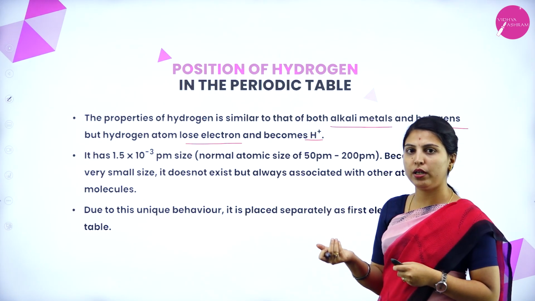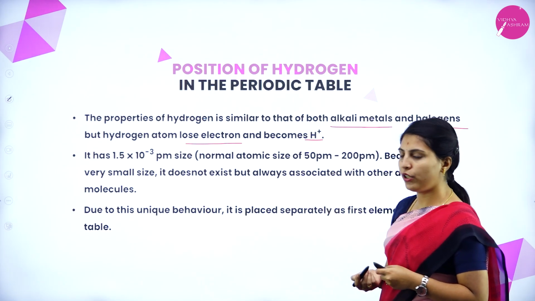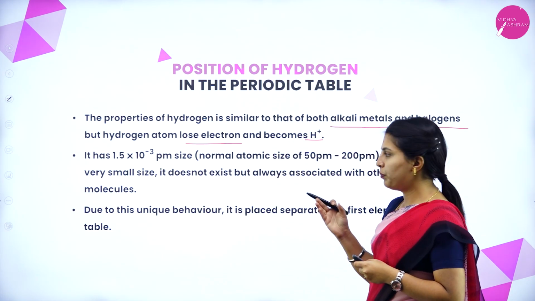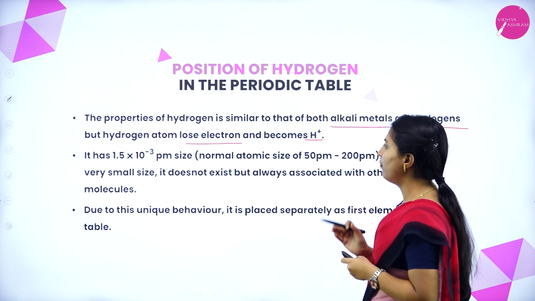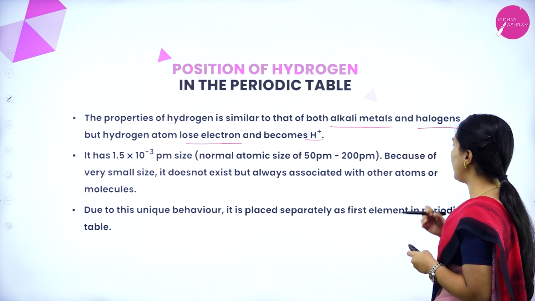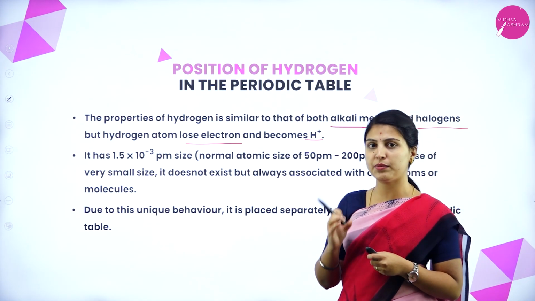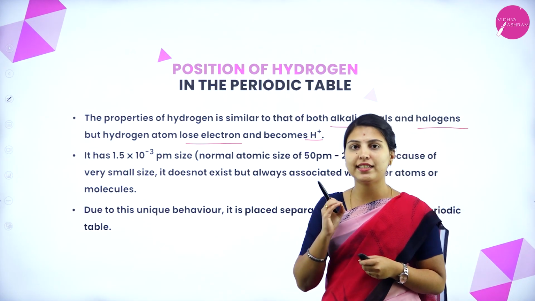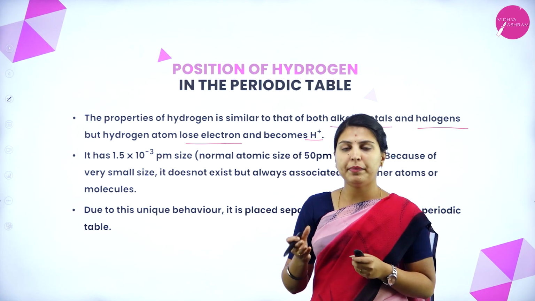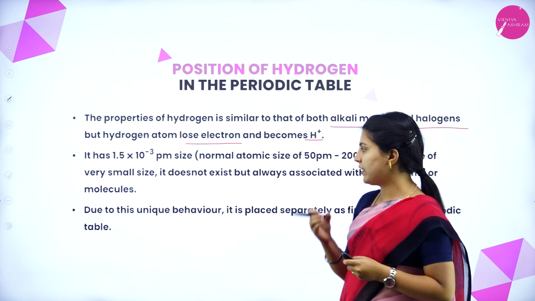Whenever the electron is lost, it becomes a cation. It has a size of 1.5 into 10 to the power of -3 picometer. Because of its very small size, it does not exist alone but is always associated with other atoms or molecules. Due to its small size, it will not exist as an individual atom or molecule. So what will happen? It will combine with other atoms as a molecule.